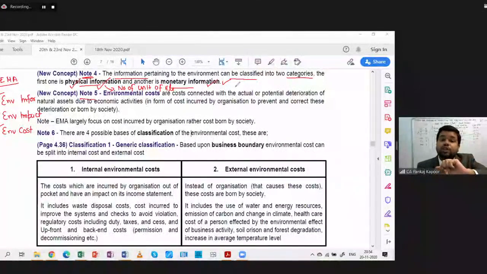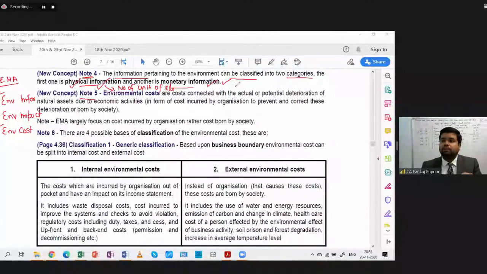Whereas the monetary information is what? How much cost we incur to prevent the pollution, how much cost we incur to correct the pollution if caused by us. Obviously, if the shipping corporation failed to sail the ship to the port, which results in the damage of the ship, or the ship sinks, which results in the spill of the oil, who is bound to clean the sea? Who is bound to remove all the oil from the marine? It is the responsibility of that shipping company.